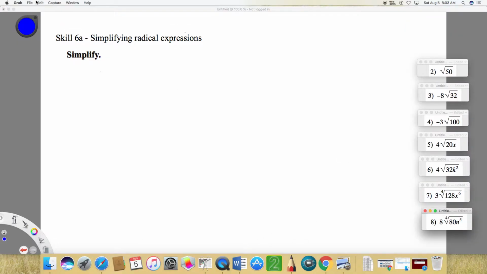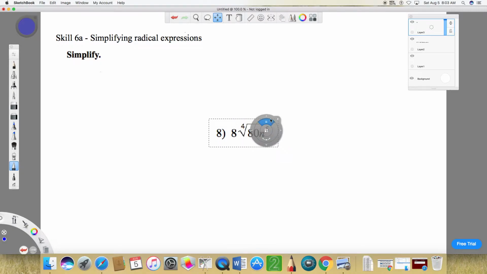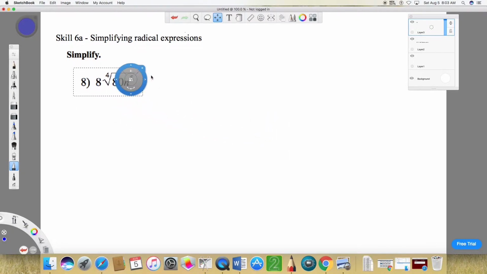Yeah, again, it's another 4th root. So the 8 is just going to come along for the ride. I'm not worried about this 8. And because this is multiplication, I can break this apart and I can focus my attention on 80 and then focus my attention on n raised to the 5th power. So let's come over and look at this 80 and let's break 80 down.